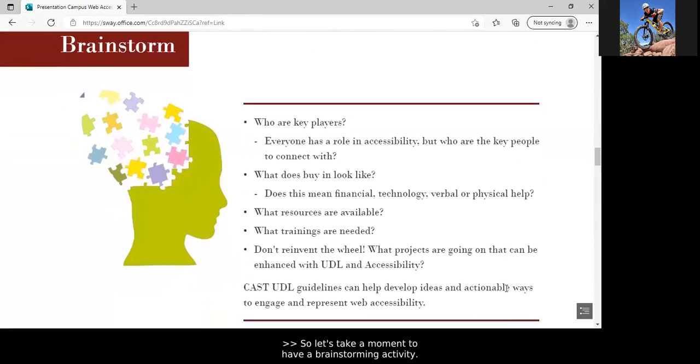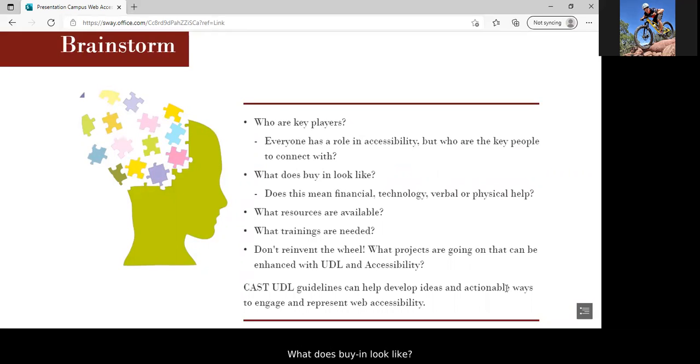So let's take a moment and have a brainstorming activity. Web accessibility is not necessarily designated to one department. So how can we increase web accessibility around the campus as a whole? It's important to start brainstorming and considering some of the following questions. Who are the key players? Everyone has a role in accessibility, but who are the key people to connect with on your campus?